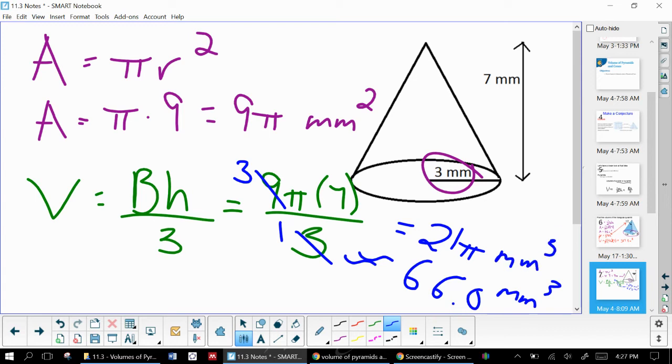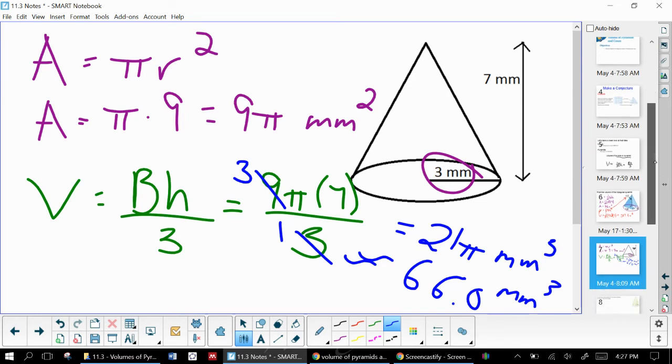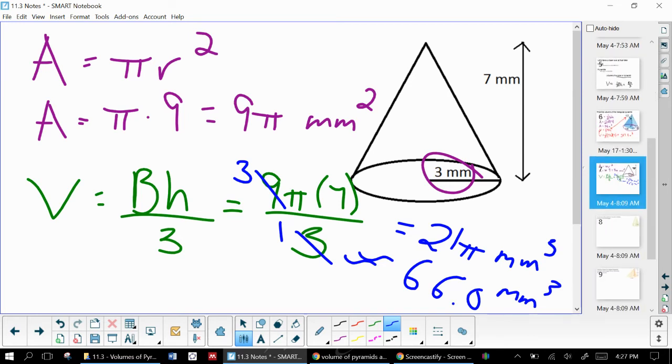So those ones are pretty straightforward. Find the area of the base. On your homework, it's just to the nearest tenth, so you don't need to worry about any of the pi stuff, just to the nearest tenth. And then multiply by the height and divide by 3.